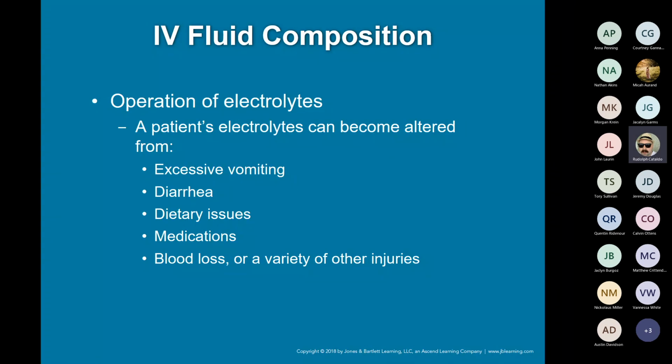And why electrolytes are a pretty big deal is that electrolytes are what our body uses to maintain homeostasis. This could be sodium, potassium, calcium. Those are electrolytes within our body. Now, in any of these cases that you see here, excessive vomiting, diarrhea, dietary issues, meds, blood loss, we are losing electrolytes. And the problem is, even our heart relies on those electrolytes to create electrical impulses to properly beat.